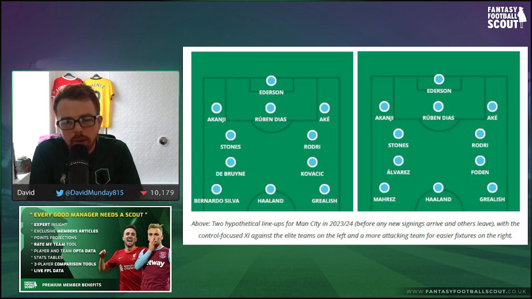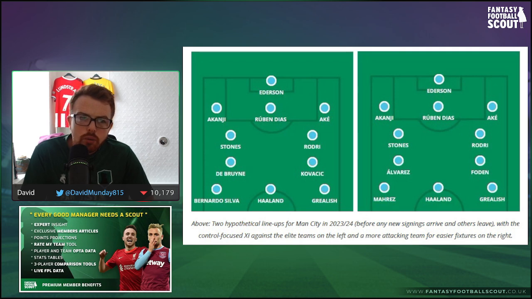And that's helped him come up with some estimated lineups depending on what type of game Man City are going into. On the left-hand side, we've got a control-based 11, and on the right-hand side, we've got more of an attacking team. These 2 lineups are based around the team as they are right now, not including any future signings, of course, or anyone who might leave the club.